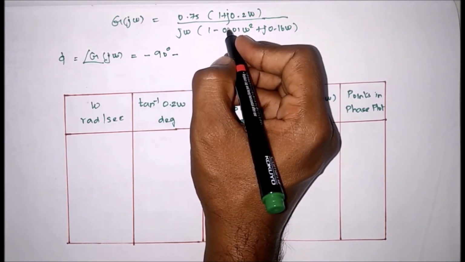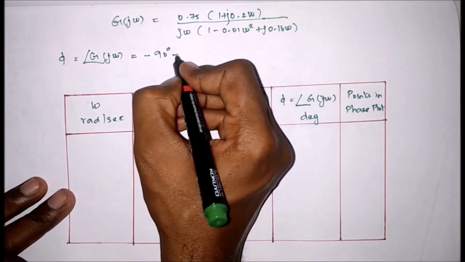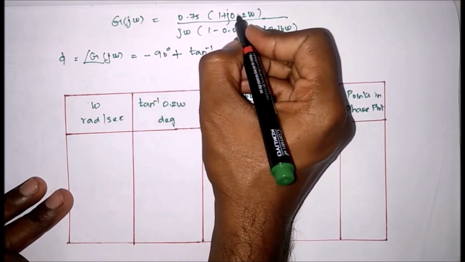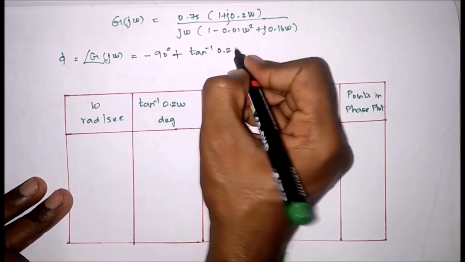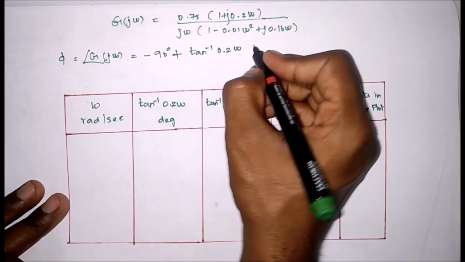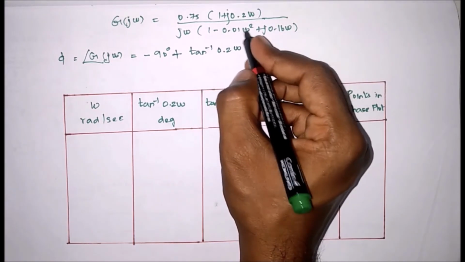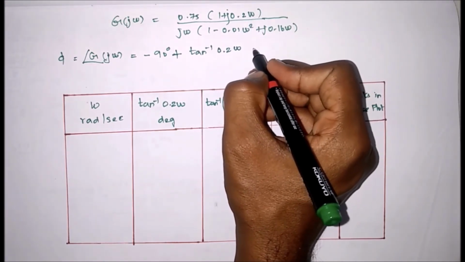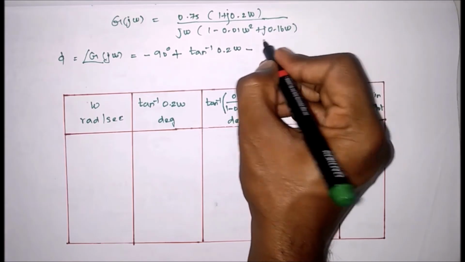Then the next term, it is in the numerator, therefore we have to use plus tan inverse of imaginary 0.2 omega divided by its real value 1. So 0.2 omega divided by 1. Next the third term, it is a quadratic equation. It is also in the denominator, therefore we have to use minus.